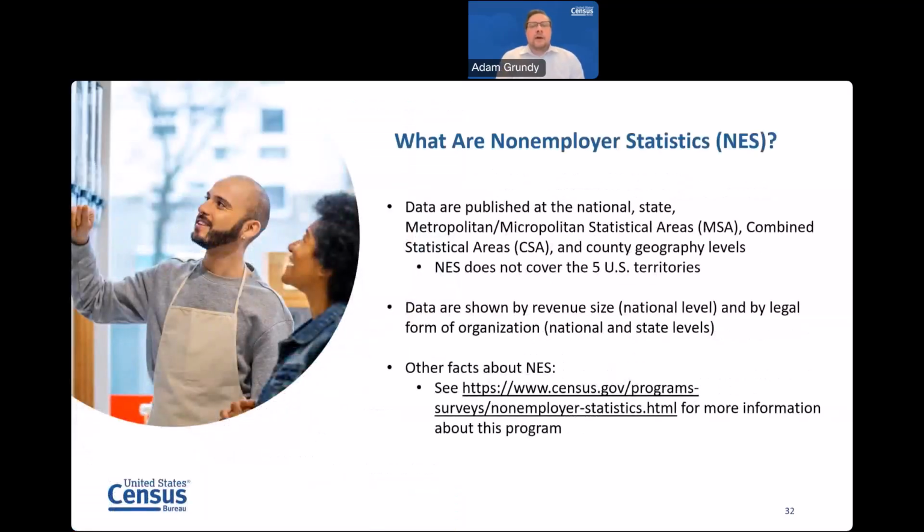And then what are non-employer statistics, continued? These data are published in the national, state, metropolitan, and micropolitan statistical areas, or MSAs, combined statistical areas, or CSAs, and even the county geographic levels. So, like in the beginning, Lucy was talking about how we recommend starting at the county level, working your way down to the four-digit industry group, and seeing what other data is available as you move down each of those different parts of that pyramid that we showed you before. So non-employer statistics also show data by the revenue size at the national level and legal form of organization at the national and state levels.